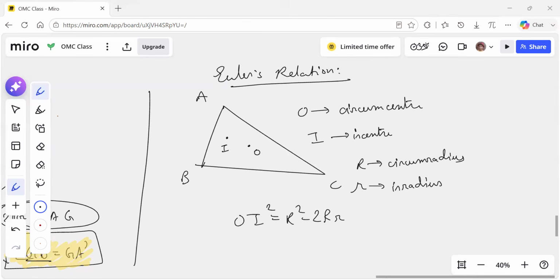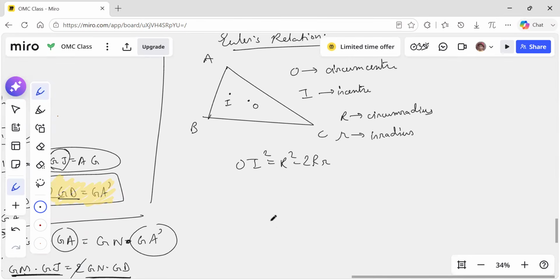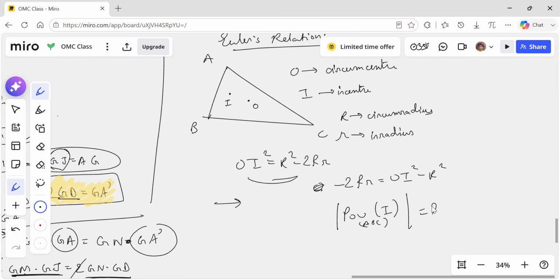We can take AI intersection the circumcircle and call it D. Let me motivate it for the rest of the people. So rearranging this, I want to show minus 2Rr is equal to OI squared minus R squared. So basically what I want to show is the power of I with respect to the circumcircle ABC, the mod is equal to 2Rr.